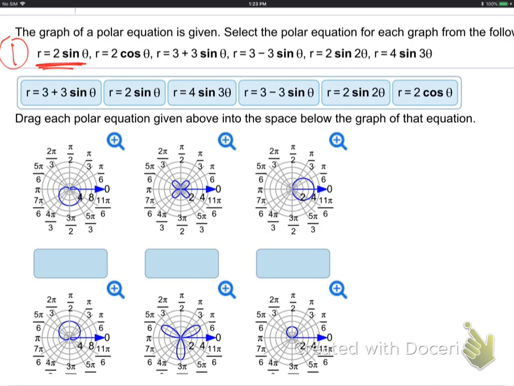Here we go. So first one, r equals 2 sine theta. What do you think that very first one is going to be? We have these 6 graphs. 1, 2, 3, 4, 5, 6. Which one of those do you think it is?